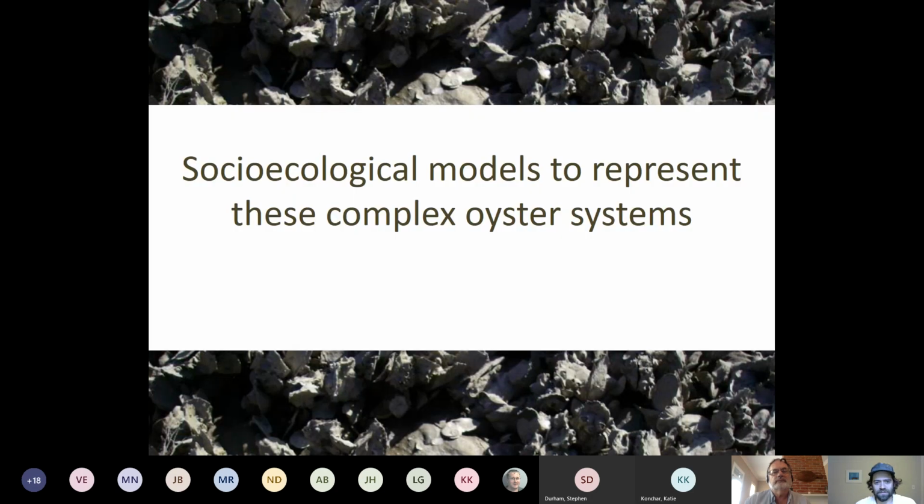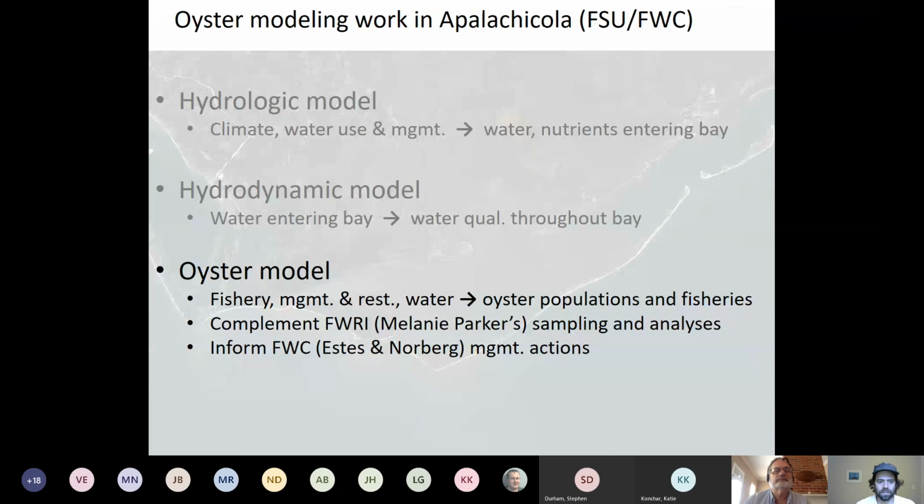That's the justification for trying to build some different models, basically improving on those fisheries models, which have been over the years kind of co-opted, bent and made to represent oysters, but maybe not well enough. And so what I'm going to show now is just the beginnings of some work that I'm doing with FSU and FWC to develop an oyster model to help inform some of the work they're doing up in Apalachicola.